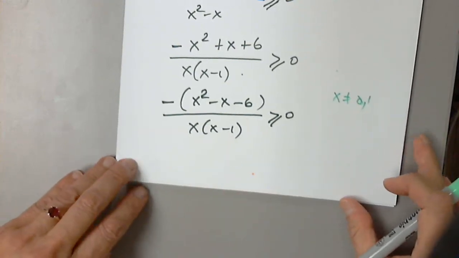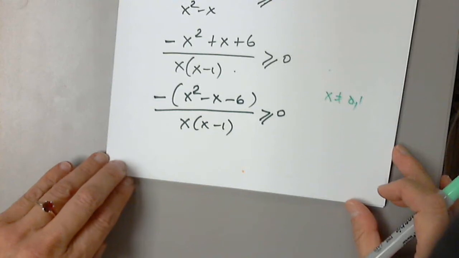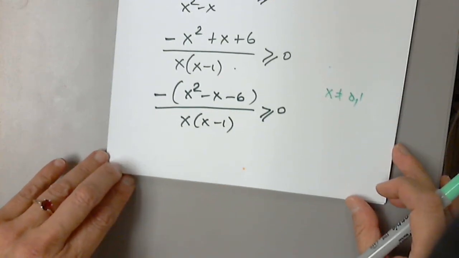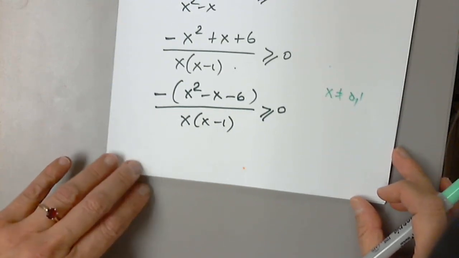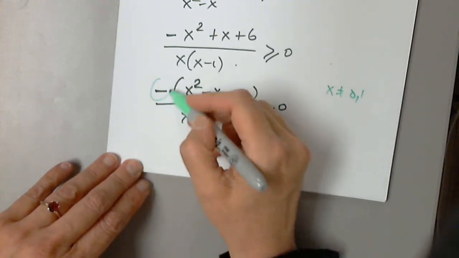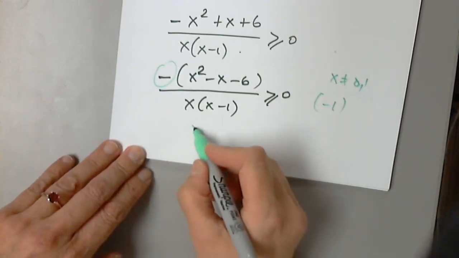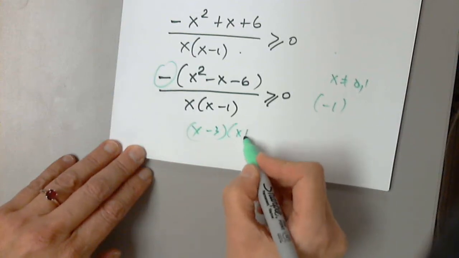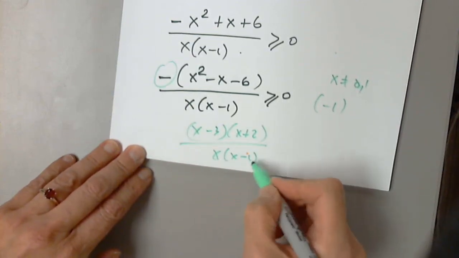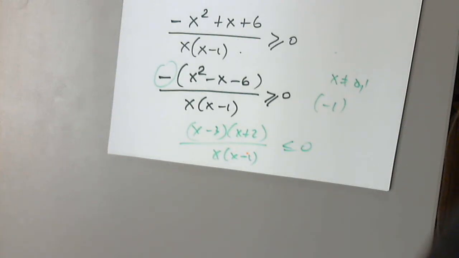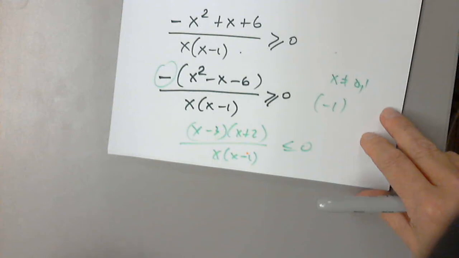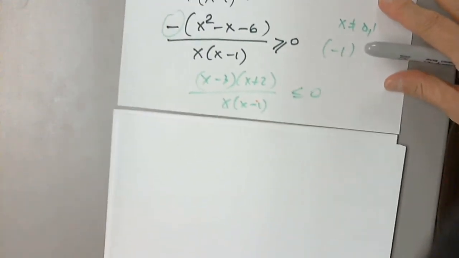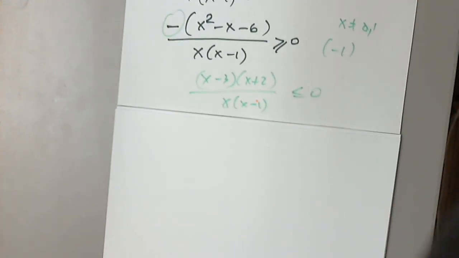Something else bothers me. What do you think bothers me? Yes, of course, this bothers me, like always, right? So x minus 3, x plus 2 over x minus 1 less than or equal to 0. I don't care for that minus in front. It will mess me up. Multiply both sides by -1. Get rid of it. And now this is table ready.